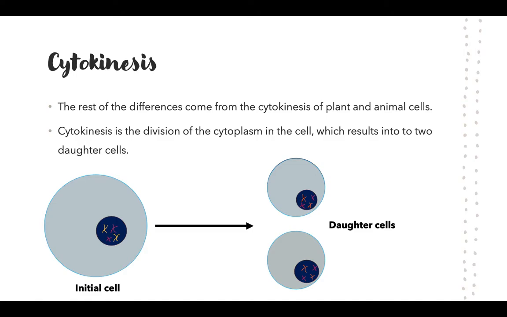So cytokinesis is next. Cytokinesis makes up the rest of the differences between plant and animal cells in mitosis. Cytokinesis is the division of the cytoplasm in the cell wall, which results in two daughter cells. If you look at the diagram below, you see the initial cell, and then it results in two identical daughter cells. The daughter cells are not only identical to each other, but identical to the initial cell.